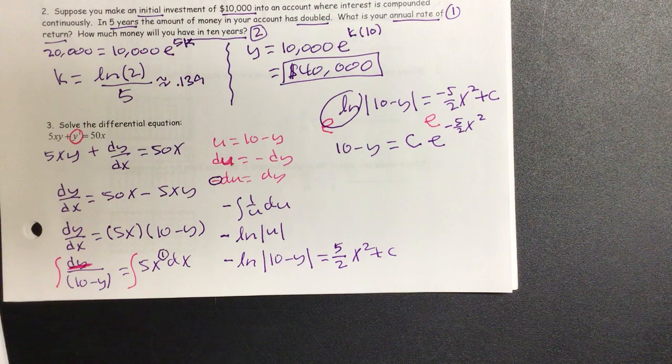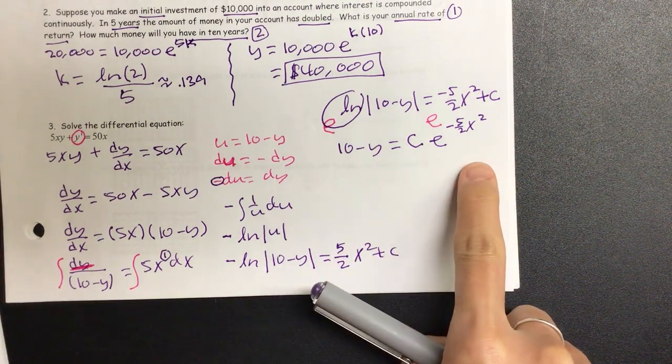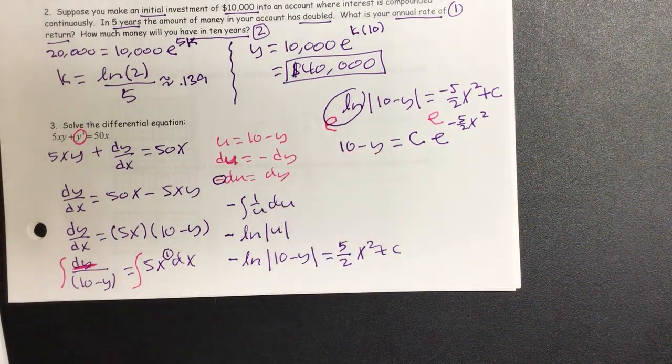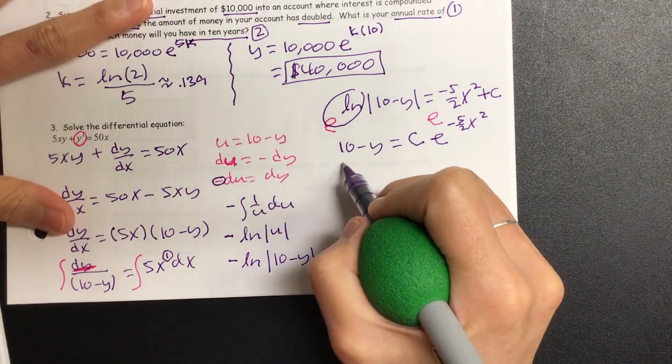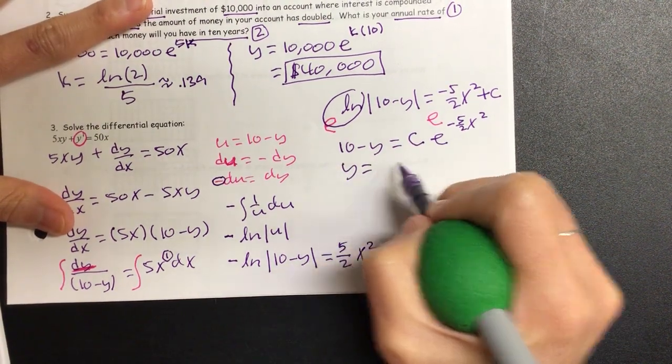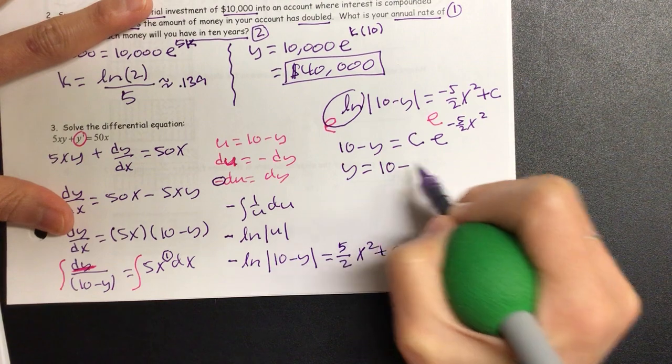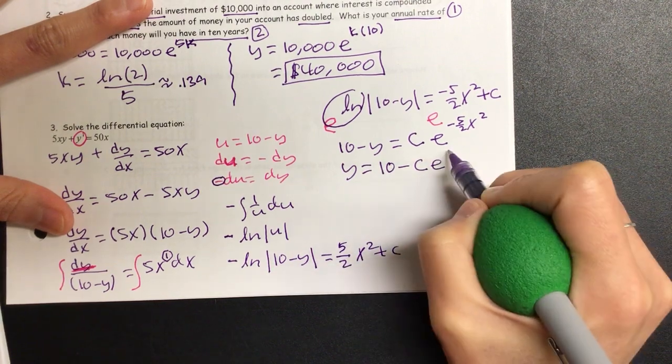To solve for y, don't I need to pretty much move the y to the right side and move everything on the right to the left? Okay? So if you're comfortable taking 2 steps, go for it. So I have 10 minus c times that power.